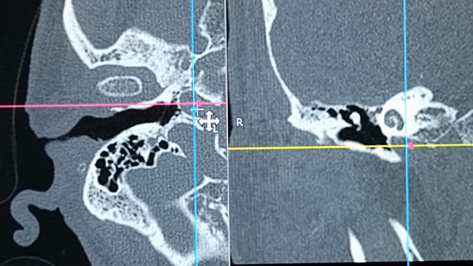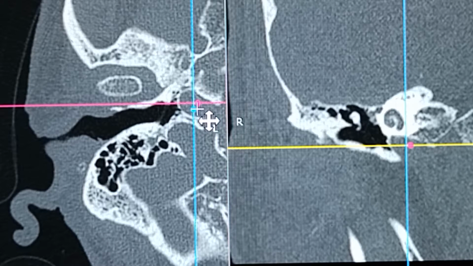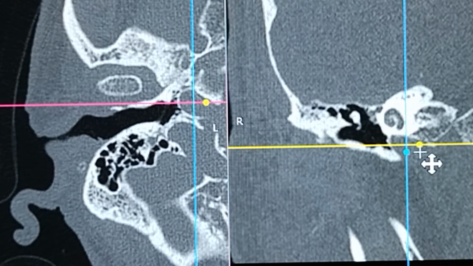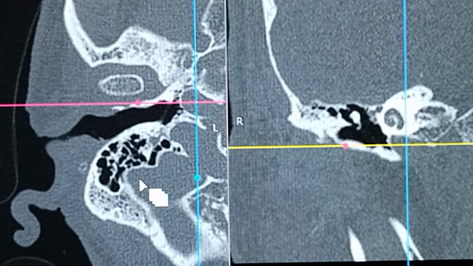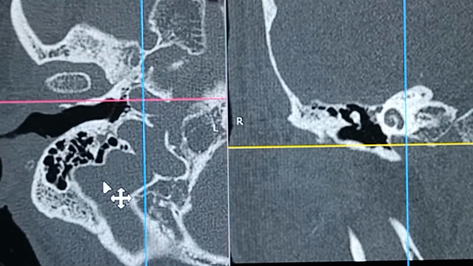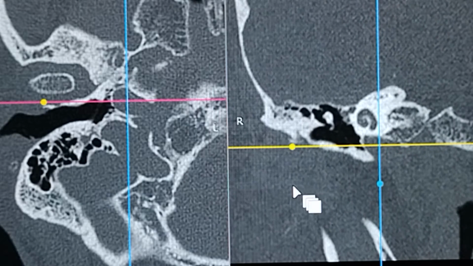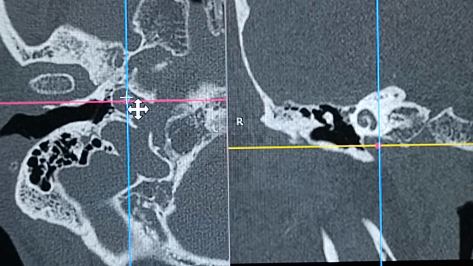But few people know and are experts in the course of the ICA in the temporal bone. So today in this video, I'm going to show you the course of the ICA in the temporal bone, the petrous part of the temporal bone, both on the axial and the coronal scans. You will have a better understanding of the course of the ICA. So I'm just going to shift the scan to this side to have a better picture here right now. Okay, so concentrating on the ICA.